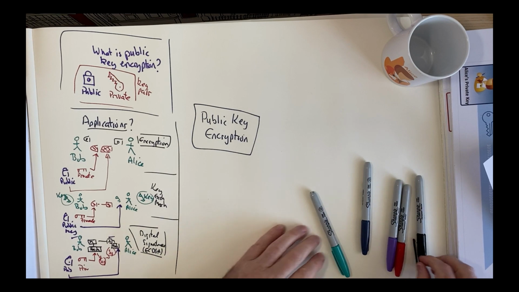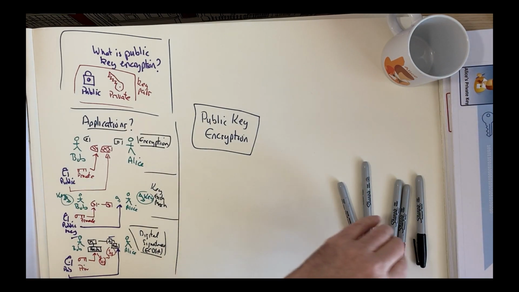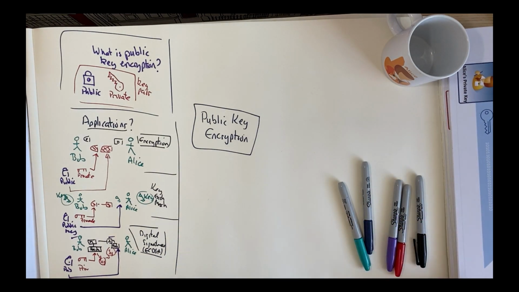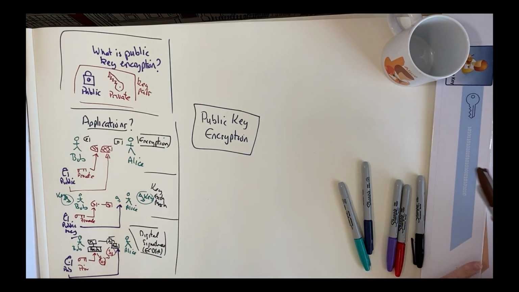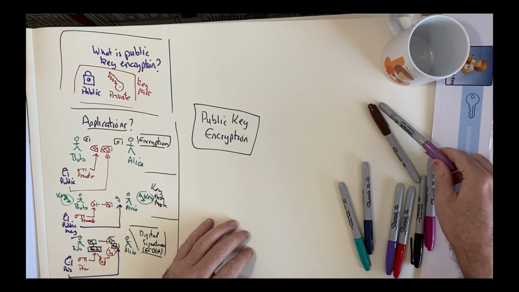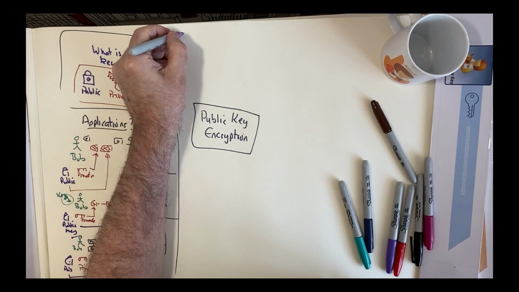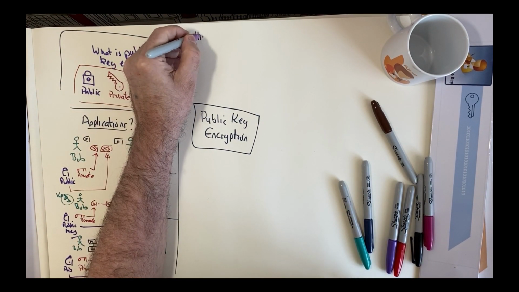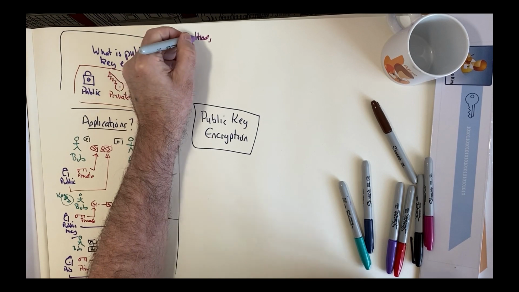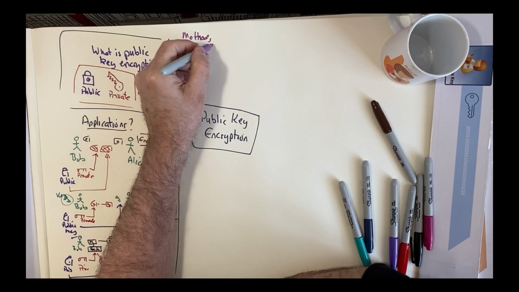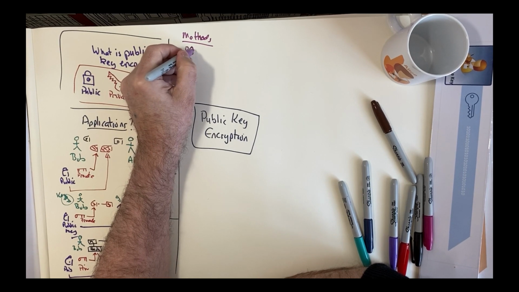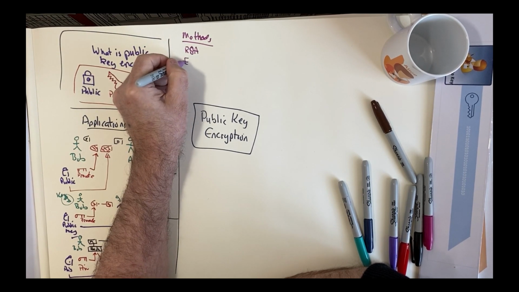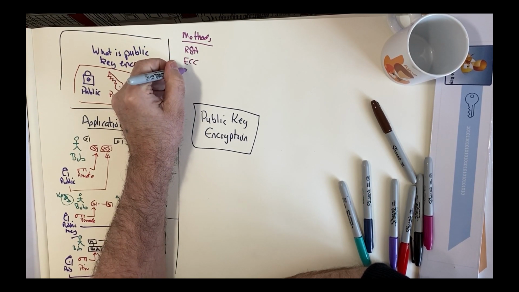Okay, so let's look at the basic methods that we have for our public key encryption, and how we actually implement it. So what are the methods that are actually involved? Well, the main methods we have are RSA, elliptic curve cryptography, and discrete logs.